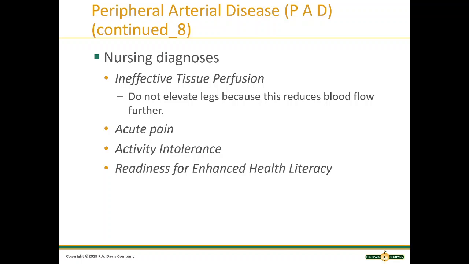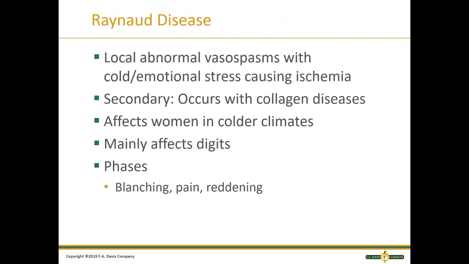Ineffective tissue perfusion. Yes, these are your nursing diagnosis options. Okay, here's Raynaud's. Sorry, I jumped the gun sometimes. It generally affects women in older and colder climates. It's usually in the hands and fingers, and blanching, painful, and reddening. So it turns like a reddish, more bluish, like it looks like they have a tourniquet on or something, like you don't understand why.